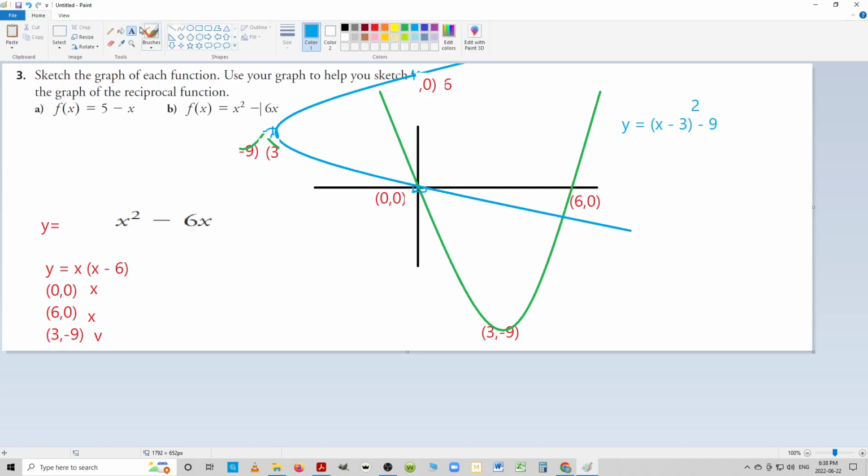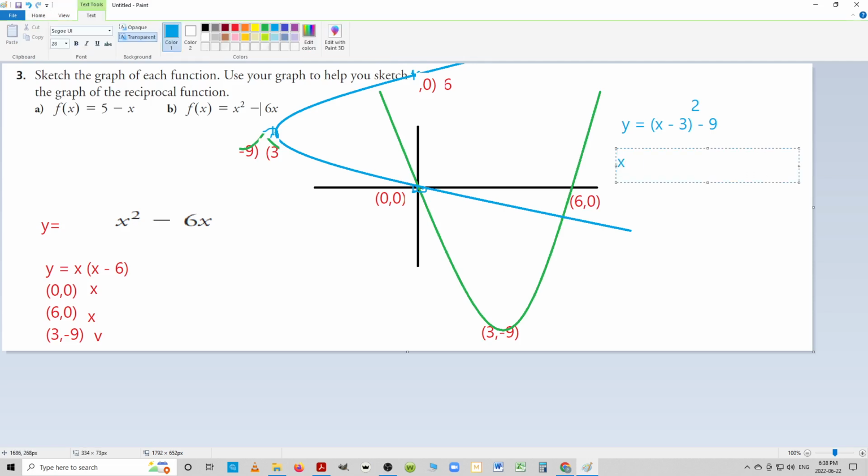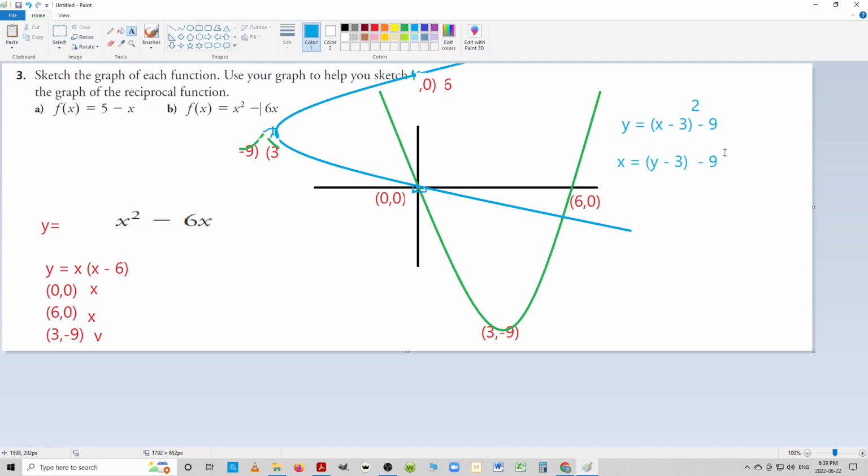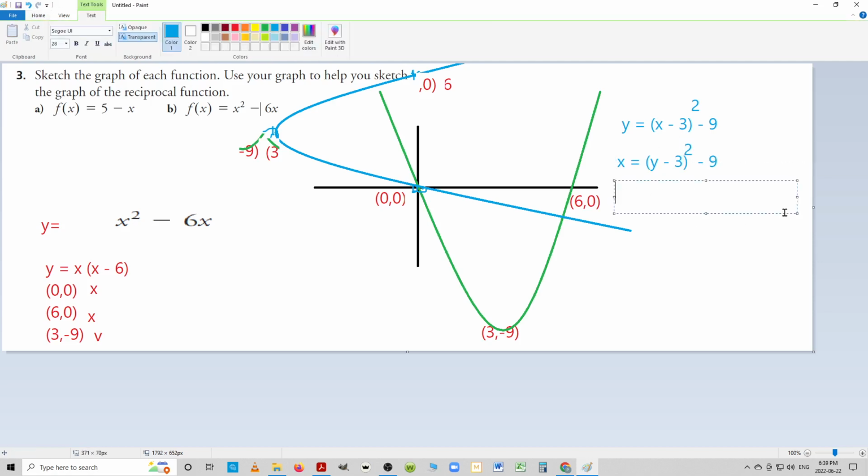Now, actually, you know what? I could have just immediately used my knowledge of the vertex and put it into this formula because I already knew the vertex of the green. Now, if I'm going to find the inverse of that, which is the blue line, I've got to swap the x and the y's. And I've got to isolate the y. Well, it's reverse BEDMAS. So reverse BEDMAS says I've got to get rid of that 9 first by adding 9 to both sides.